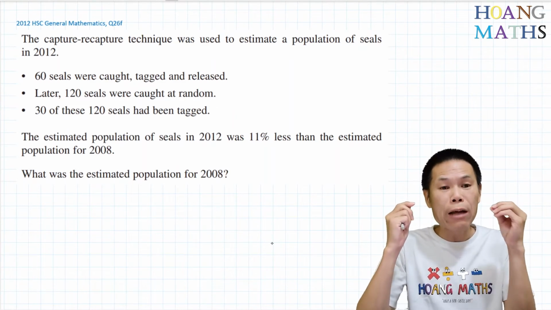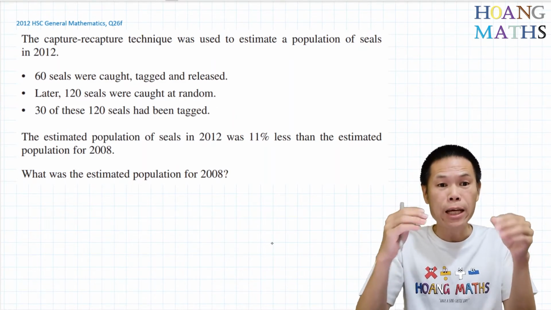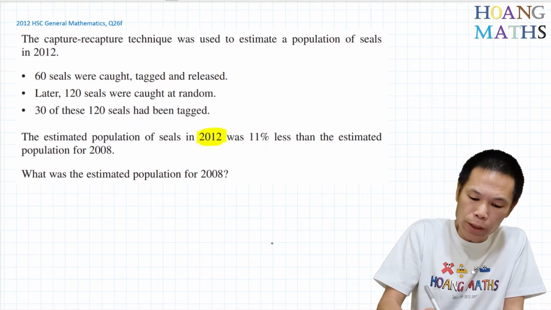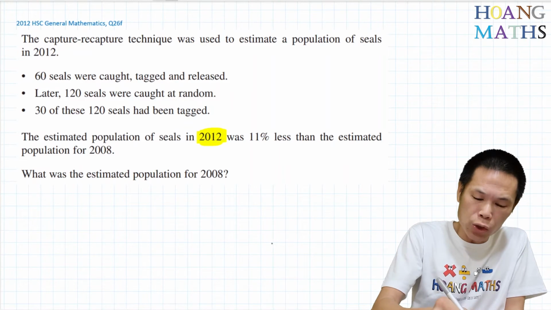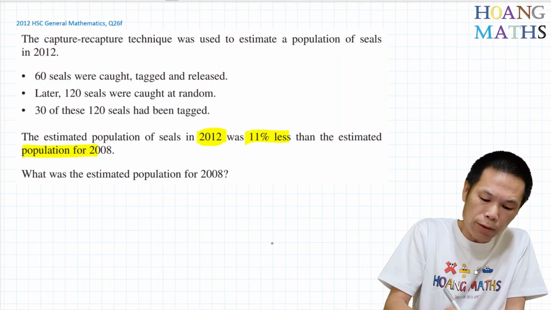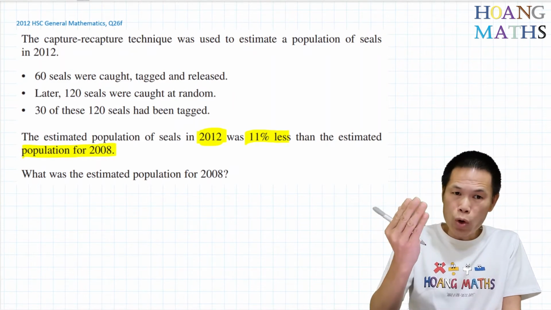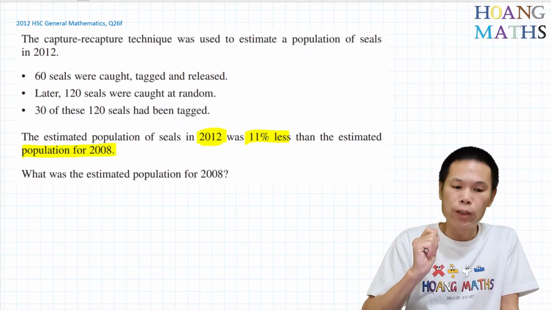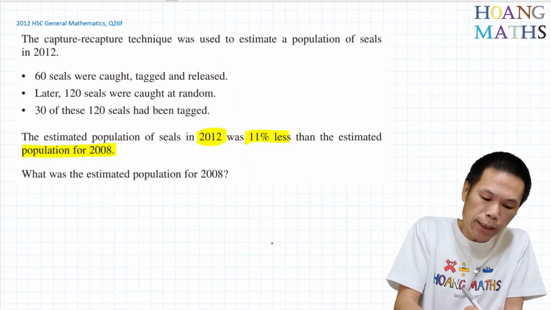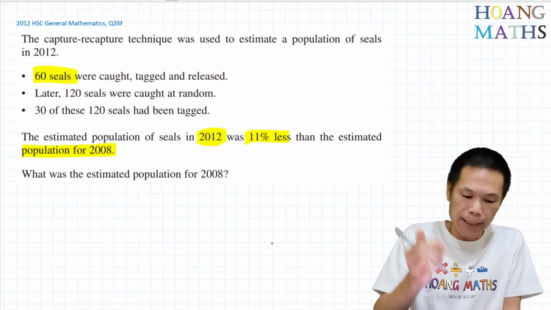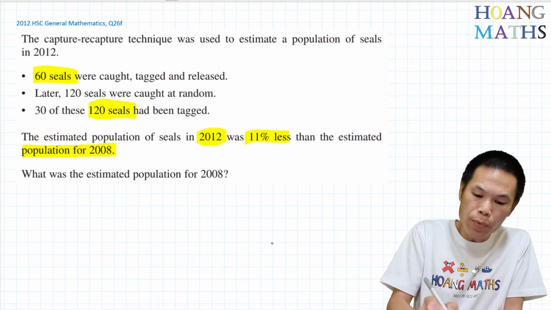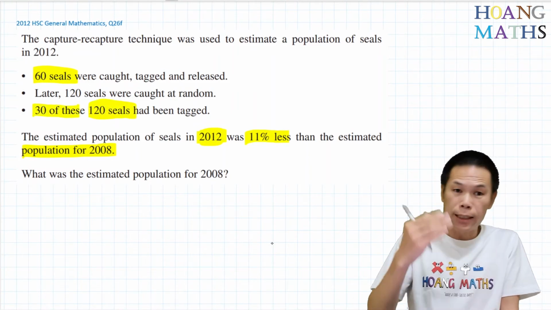So first of all, to work out the population for 2008, we need to work out the population in 2012 first. And we know that in 2012, there was 11% less than the population for 2008. So let me just work out the population in 2012 first. In 2012, we caught 60 seals altogether and tagged them. And at a later stage, we caught 120 of them, and we found that 30 of these are tagged.